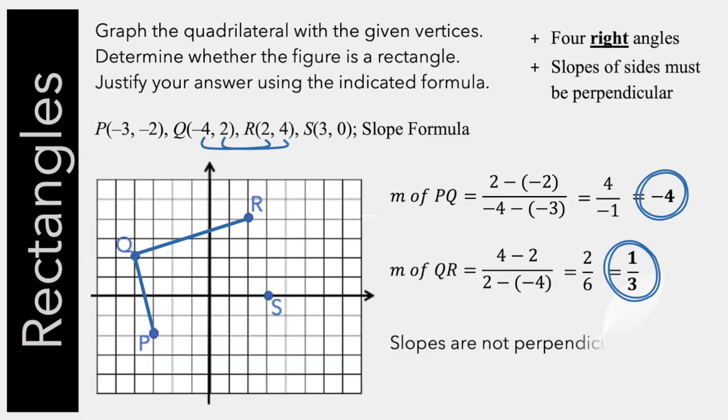They're not. So the slopes are not perpendicular. Therefore, PQRS is not a rectangle.